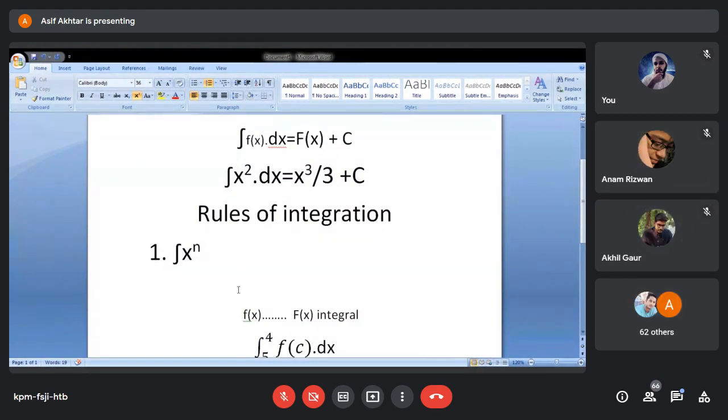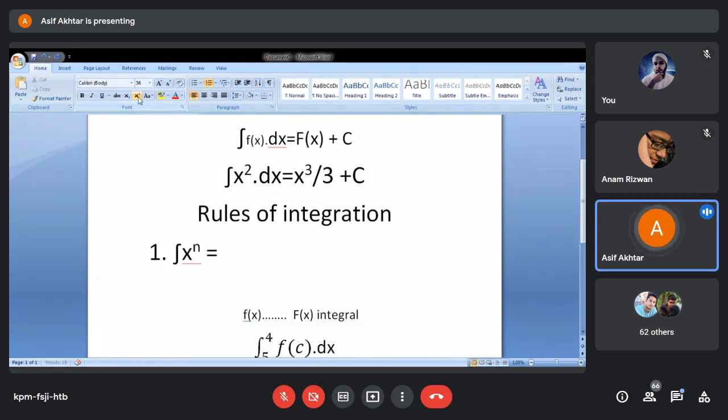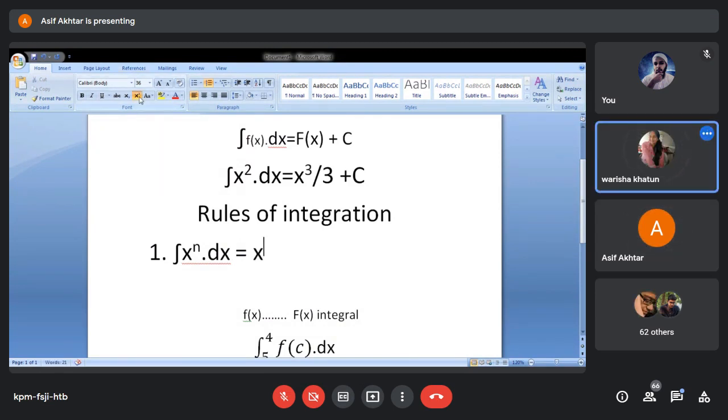Okay. So this is the first type of function which I'm saying. This is the exponential function. And if you take the integration of this function, I'm just giving you the exact form with respect to dx, it will give you x to the power n plus 1 upon n plus 1.